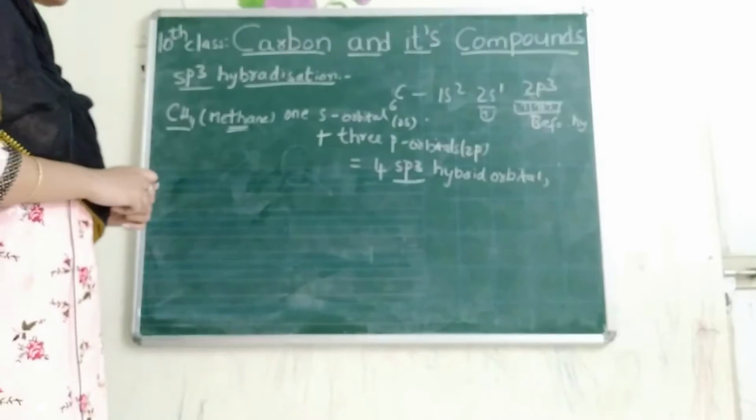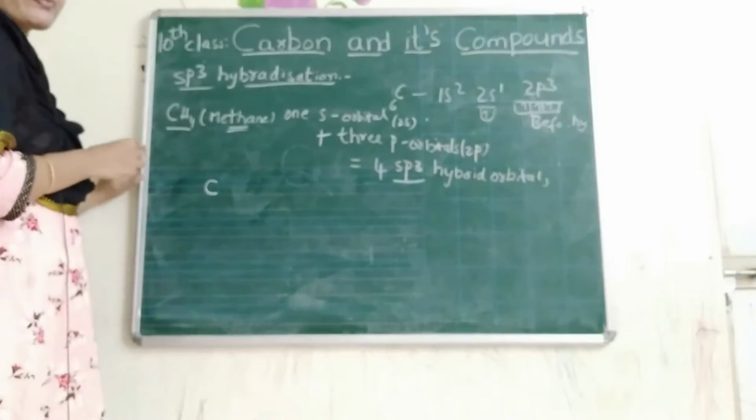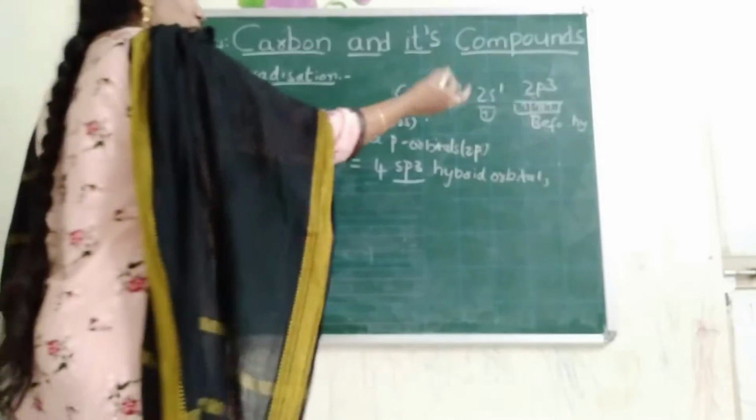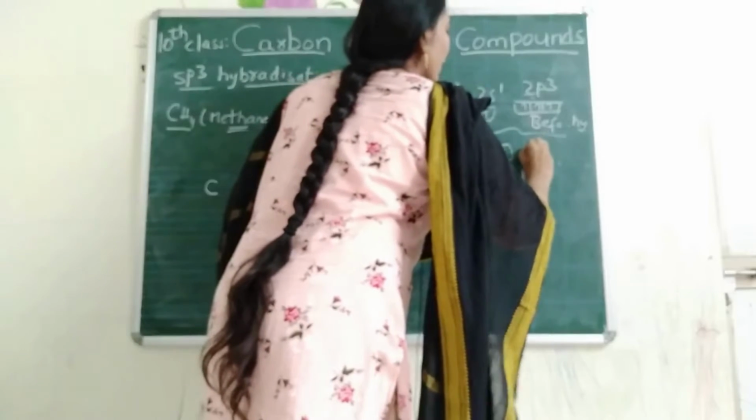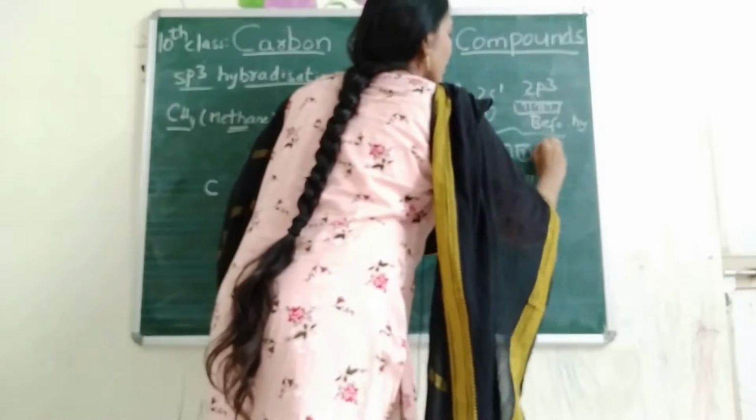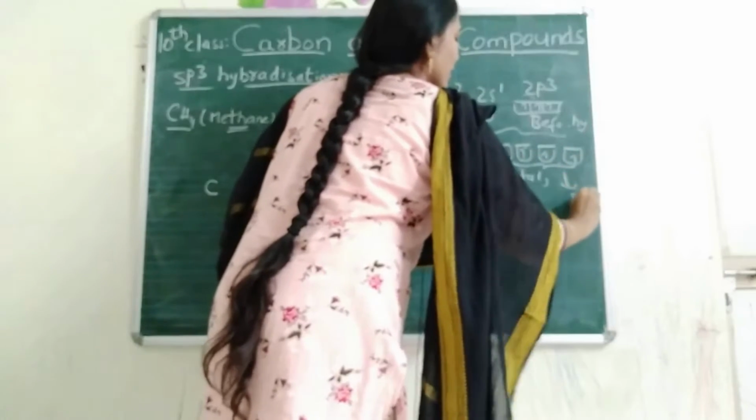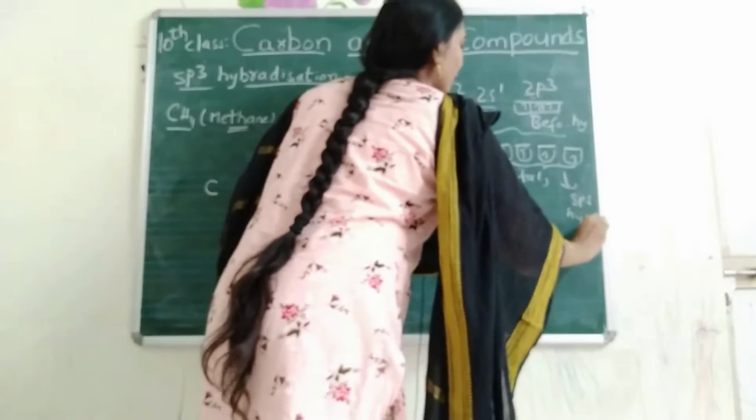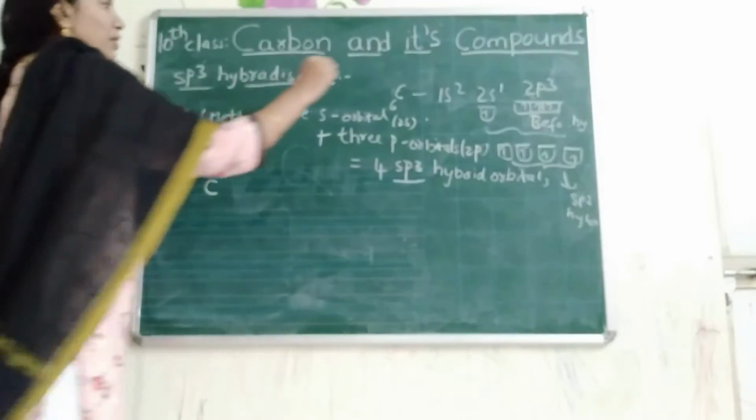One s orbital and three p orbitals intermix to form 1 plus 3, 4 sp3 hybrid orbitals. Consider this is the carbon. This is before hybridization. Then what happens after hybridization? All are having equal energy. These are sp3 hybrid orbitals. This is the carbon. What is the shape of hybrid orbitals?